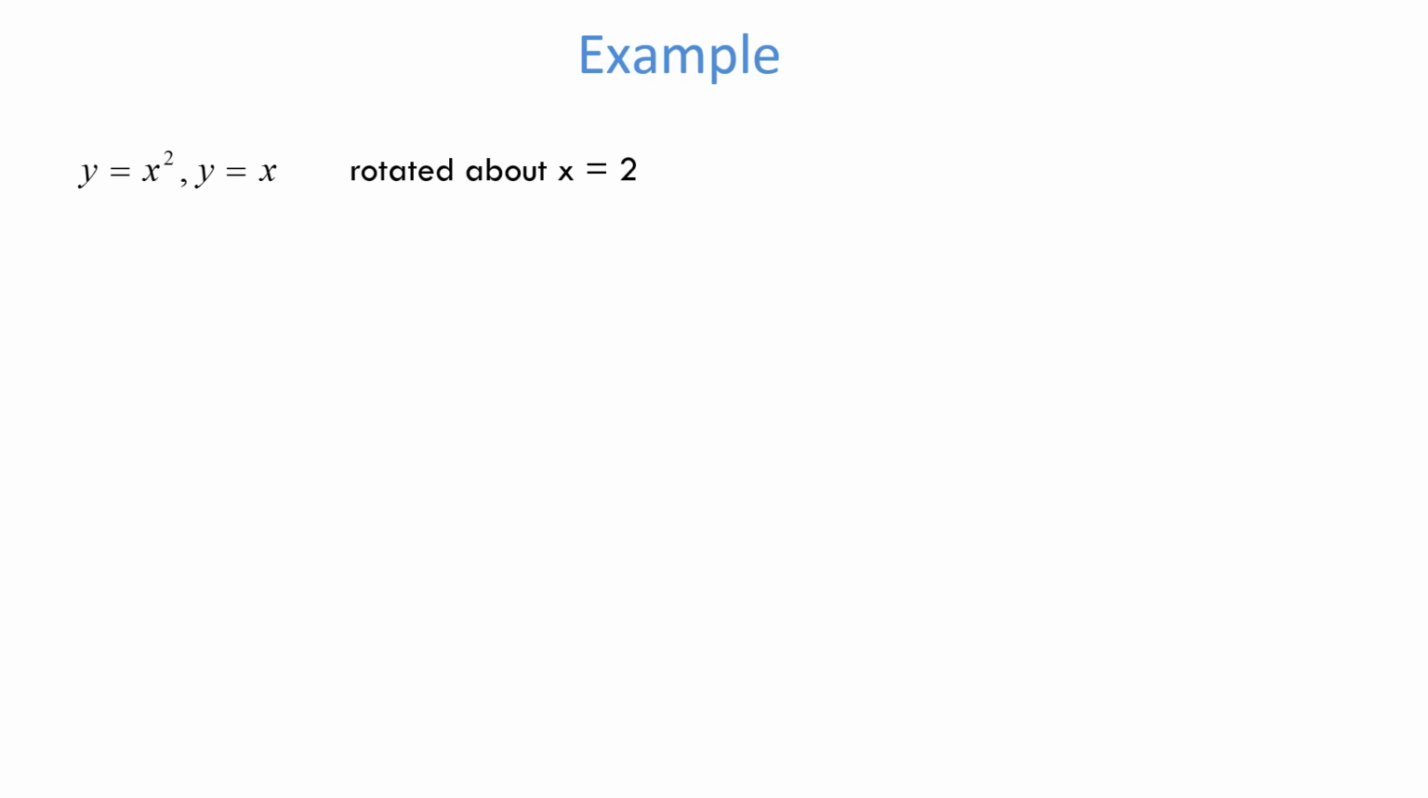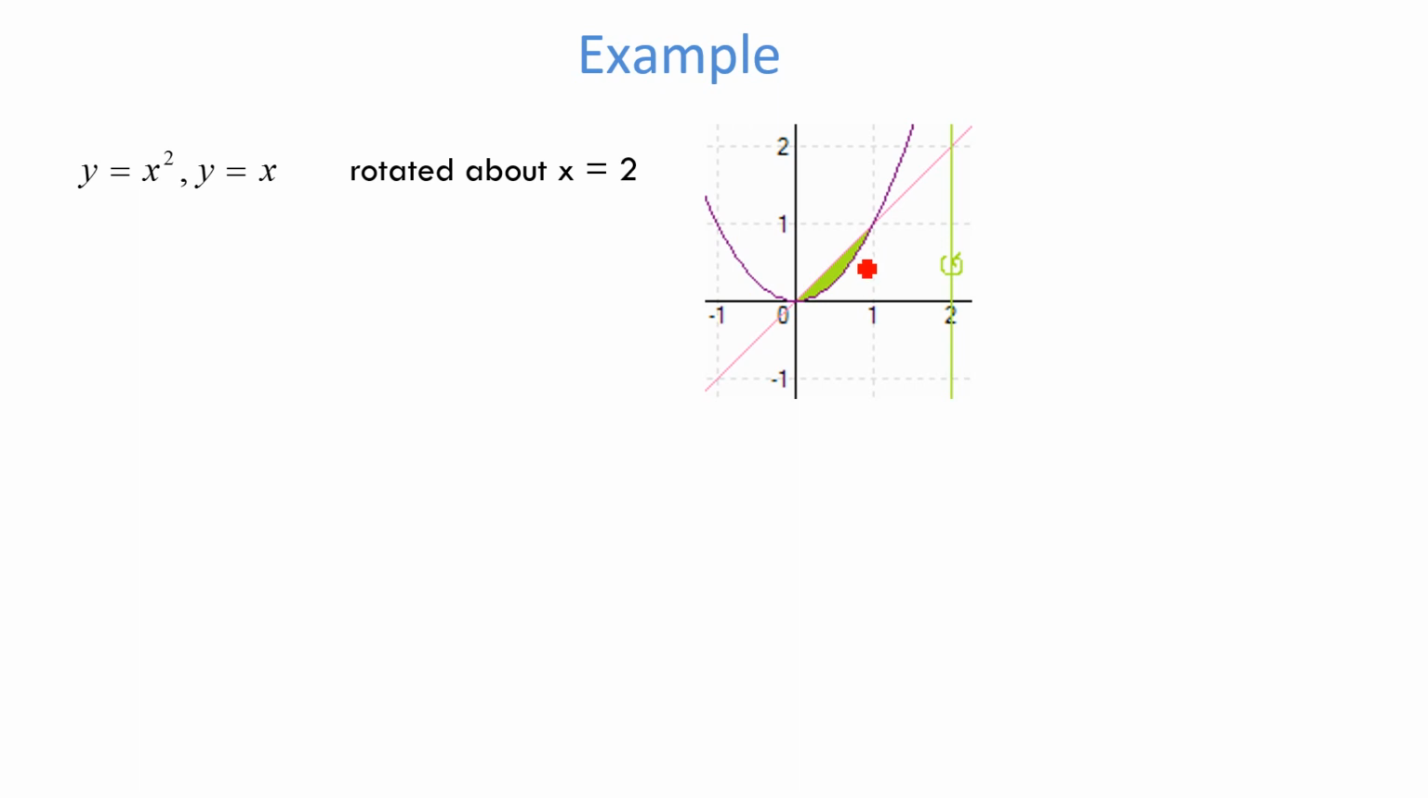So, next example. Same region, rotate this region around x is equal to 2. In the previous slide, we solved this for y is equal to 2. Now we are going to rotate the same region about x is equal to 2. So in this case, we need the radius in terms of y. So y is equal to x square gives us x is equal to square root of y. So this is one radius. y is equal to x means x is equal to y. So this is the second radius.